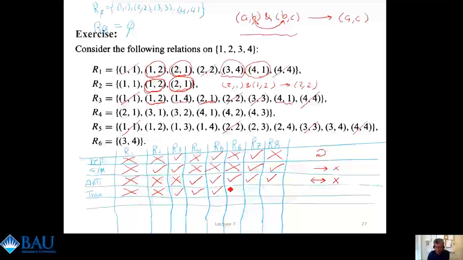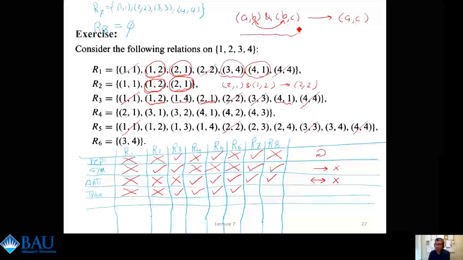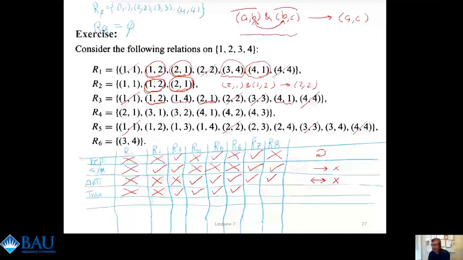What do you think about the R6? Is that transitive? Answer is yes. Because the condition for transitive says that if we have (a,b) and (b,c), then check it. But since we do not have that much information, we said that okay, R6 is fine. R7, don't check the same numbers. Therefore, do we have any different numbers in R7? No. The answer is transitive. R8 also is transitive.